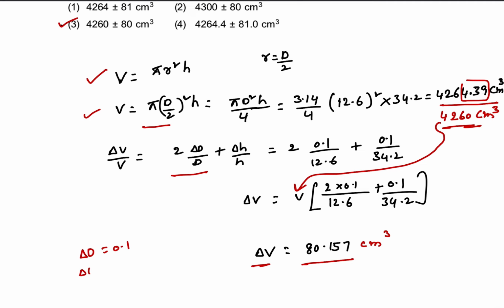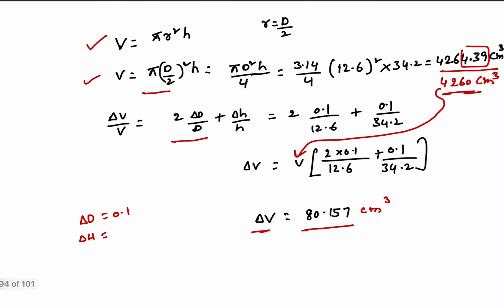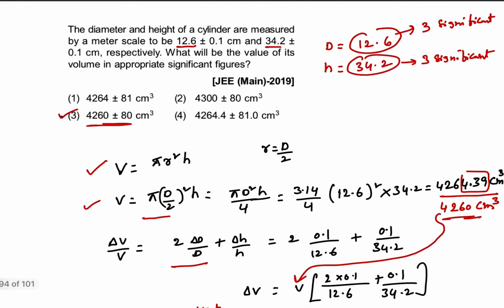You just observe our result. The delta D is 0.1, and the delta H value is also equal to 0.1 centimeters only. Now how many significant figures are there? One significant figure. This also has only one significant figure. My final result should have only one significant figure. To get only one significant figure, I have to write only 80.